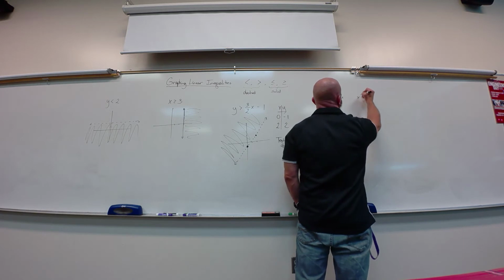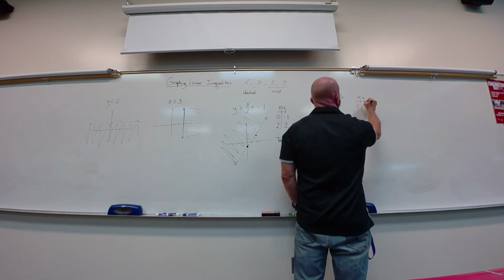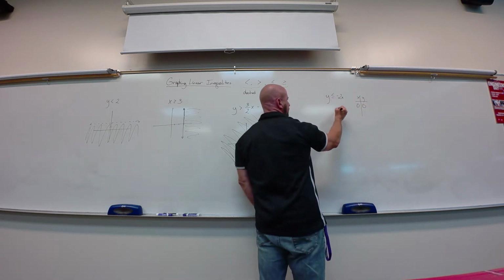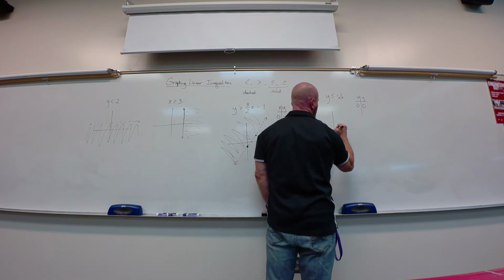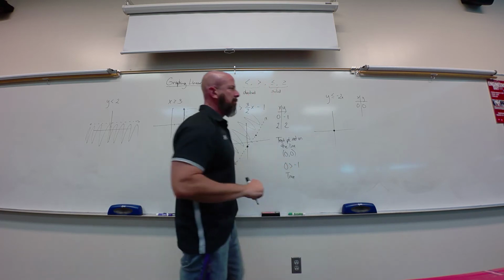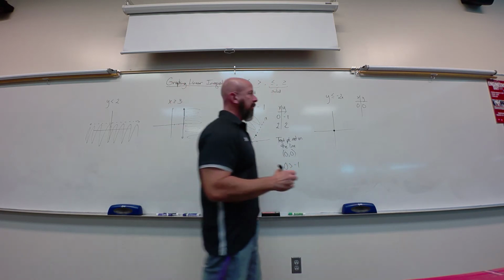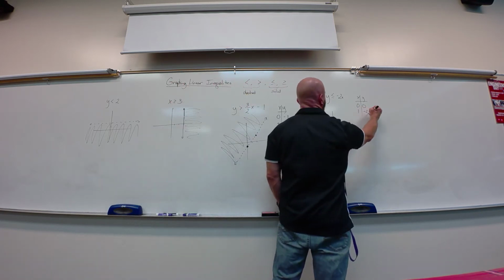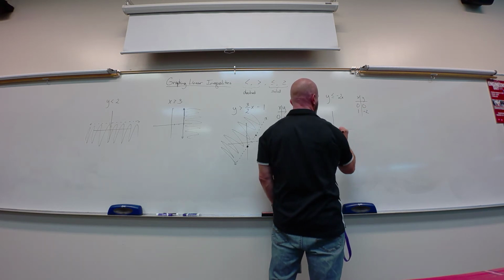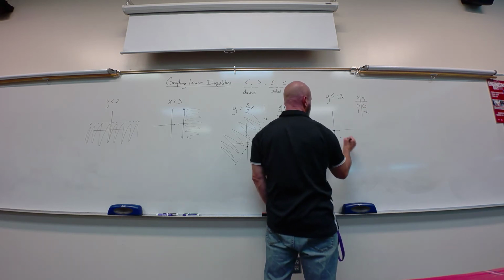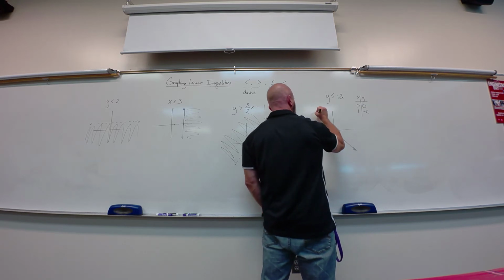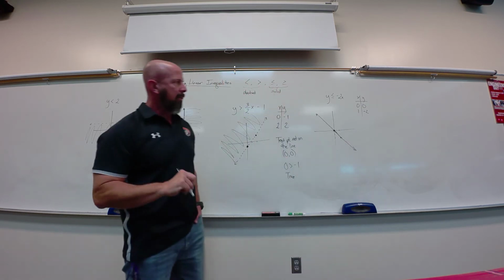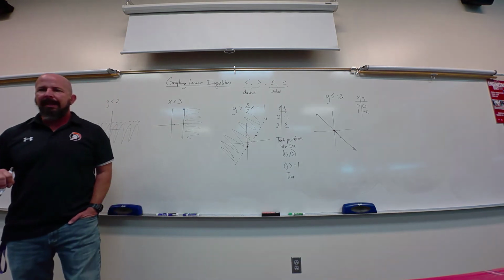x, y. If I put a 0 in for x, then I get a 0 for y. Negative 2 times 0 is 0. I'll select a 1 for x. Negative 2 times 1 is negative 2. So I've got the point 1, negative 2, and then my solid line. Now I have to determine the shading.